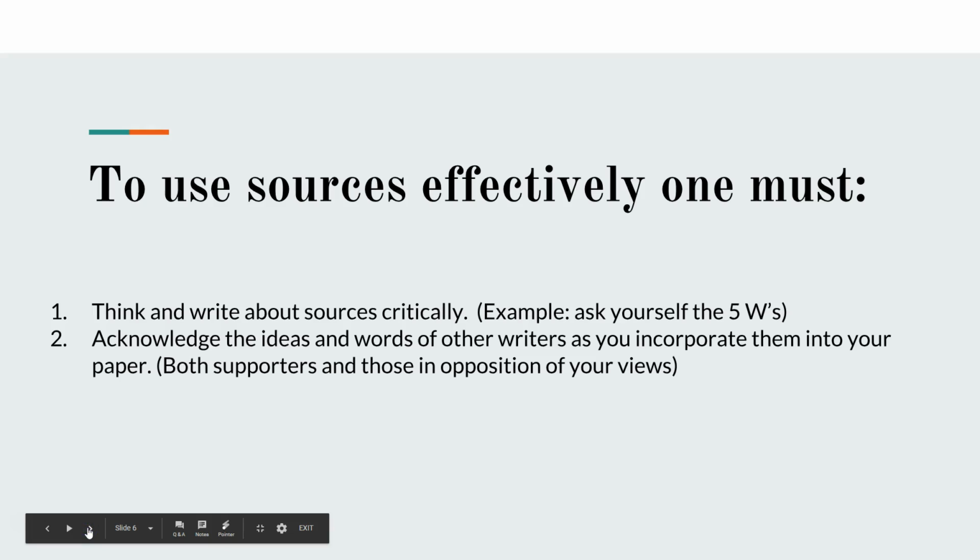So first, to use sources effectively. One, you can think and write about the source critically. You could begin by asking yourself the 5 W's: who, what, where, when, why. And then number two, acknowledge the ideas and words of other writers as you incorporate them into your paper. You are going to need to use in-text citations in your papers, and also you will have a works cited or reference list depending on the format that you're using, whether it be MLA or APA.